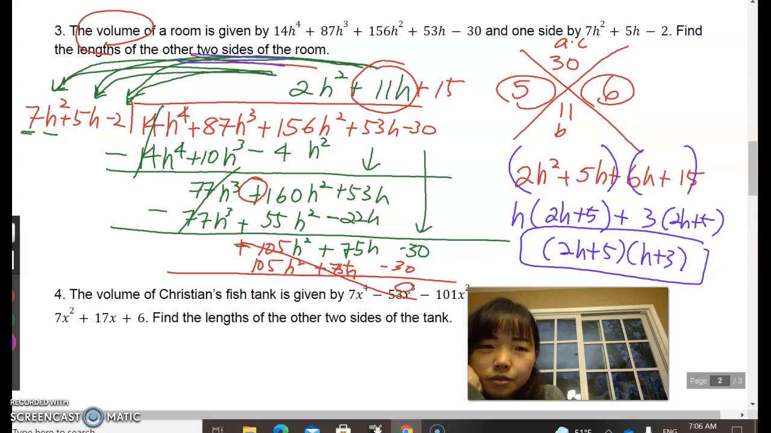These are the other 2 sides. I'm sorry, I know I rushed this because we have another question that I have to do and I have to finish it in 15 minutes. So I'm going to pause right here and come back right away.